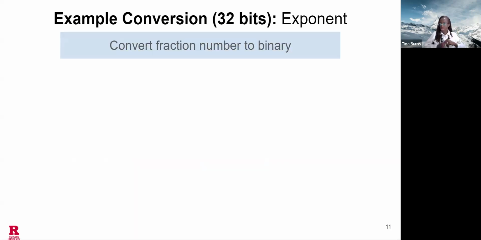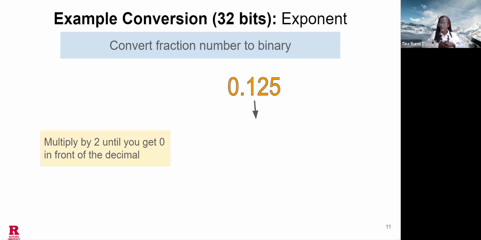The next thing you want to do is convert your fraction to binary. So step 1, convert the whole number to binary. Step 2 is to convert the fraction to binary. Now this process is a little different. Our fraction for this portion is 0.125. So the first thing we would do is multiply this number by 2 until we get 0 in front of the decimal.